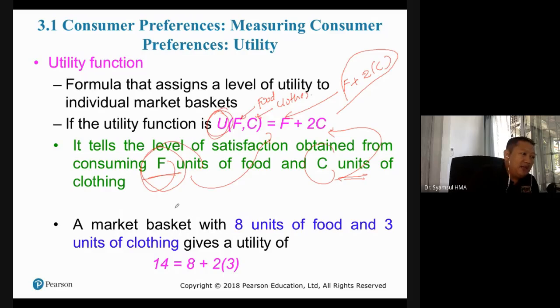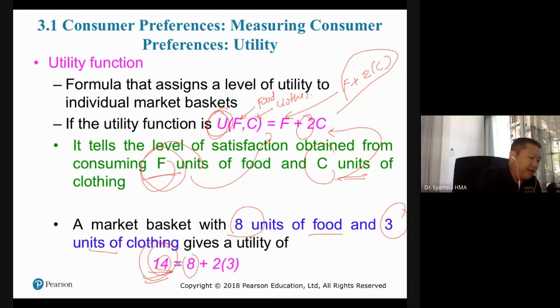Now, let's say we want to know, for example, a market basket of 8 units of food and 3 units of clothing will give a utility of 14. Which means here, 1 times, because F is only 1, so 8 times 1 is 8, plus 2 times 3, 2 here because of this function, so you get 14. So that's your utility for this example of food and clothes.